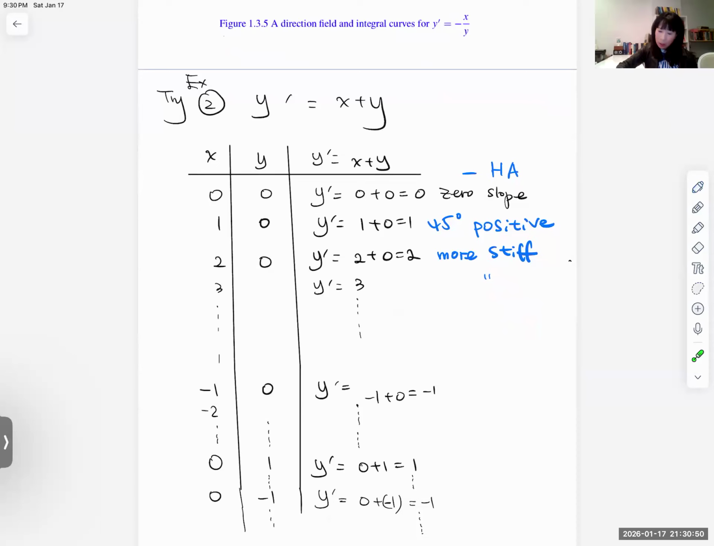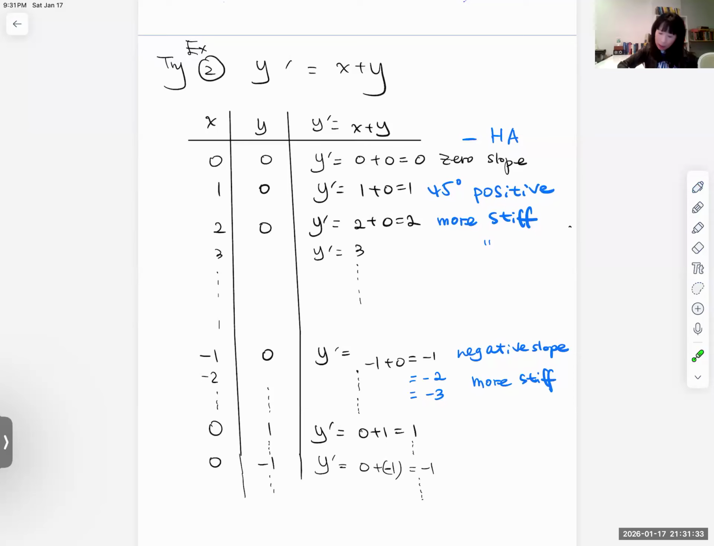If we have y equal to 0, when x equal to negative 1, then same, since y equal to 0, we follow the value from x, right? So we have negative 1 there, which is a negative slope with a 45 degree, right? And negative 2 and negative 3, right? So it's a negative slope, but more steep when the number is getting bigger, right?